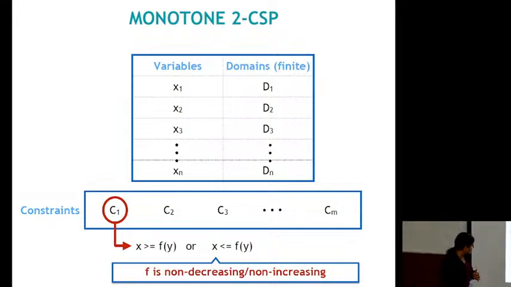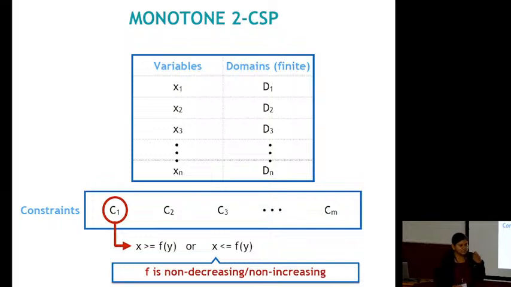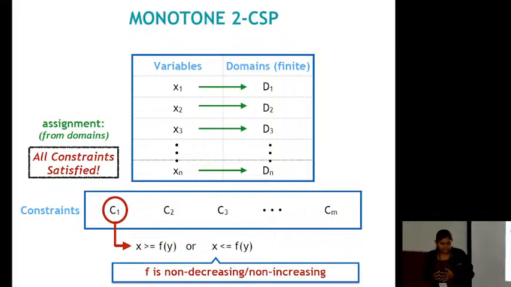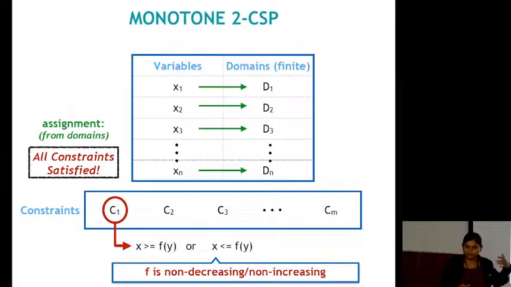Suppose x and y are variables. A constraint can be x greater than or equal to f of y, or x less than or equal to f of y, where this function f is either a non-decreasing function or a non-increasing function. This is why the word monotone is in the title of the problem. Again, the goal is to check if we can assign values to each of the variables from their domains so that all constraints are satisfied.